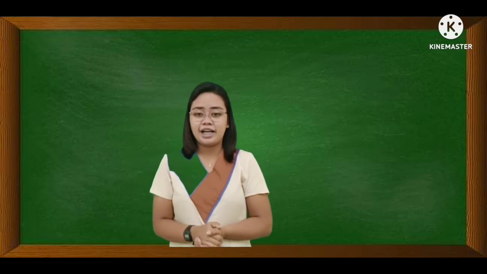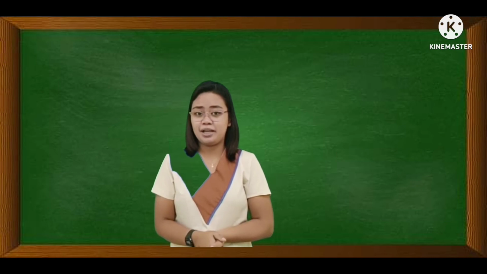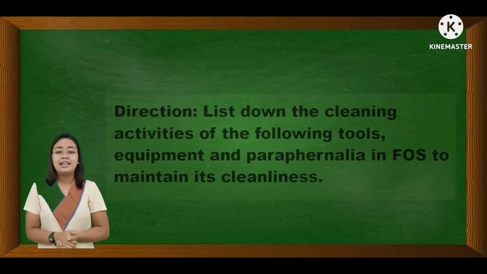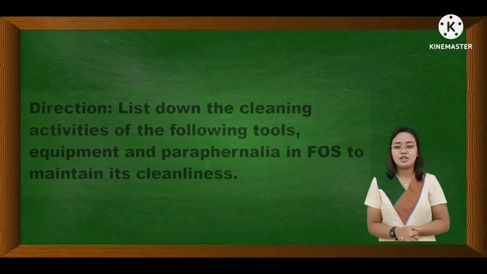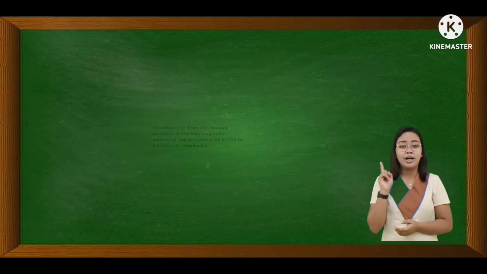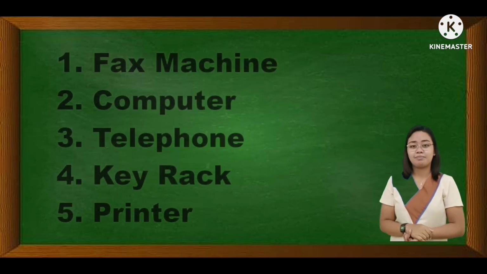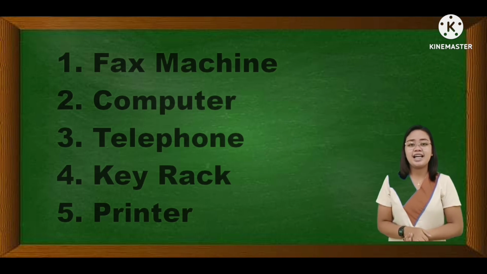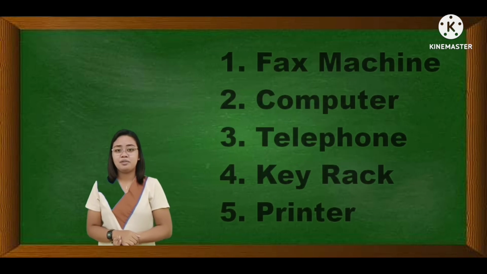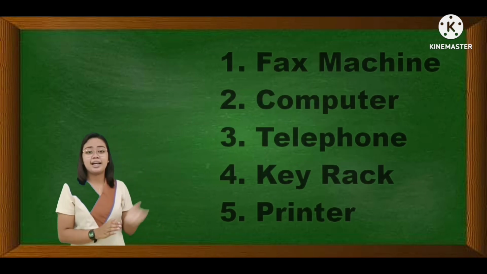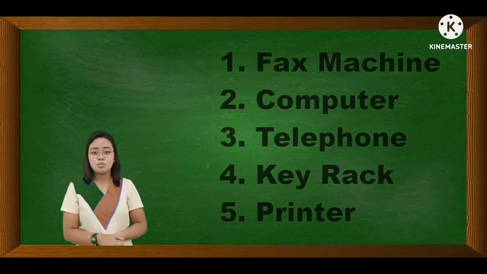Now let's apply what you have learned in our lesson today. Direction: list down the cleaning activities for the following tools, equipment, and paraphernalia in front office service to maintain their cleanliness. Number 1, we have fax machine. Second, we have computer. Next, we have telephone. We also have key rack. And last, we have the printer.